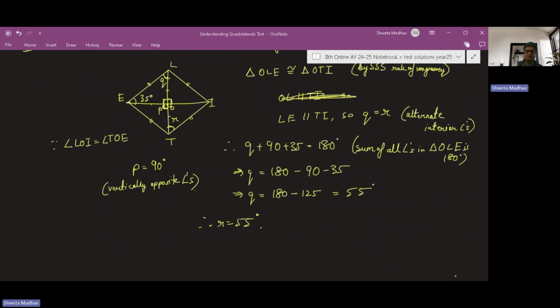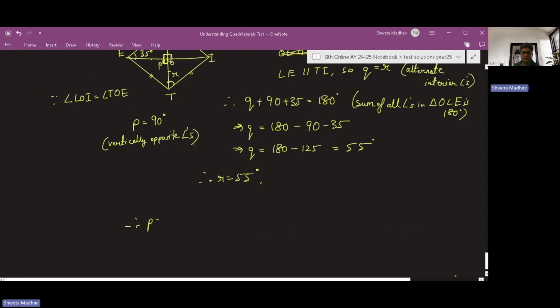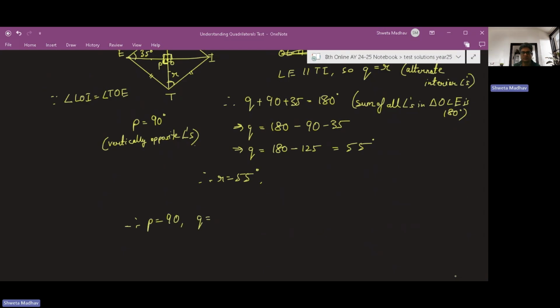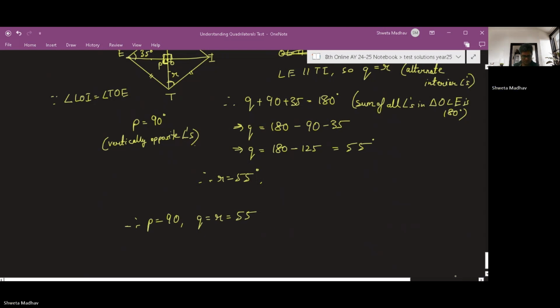So therefore, the required values of P, Q and R are: P is 90, and Q is also the same as R, which is 55. So that's the answer.